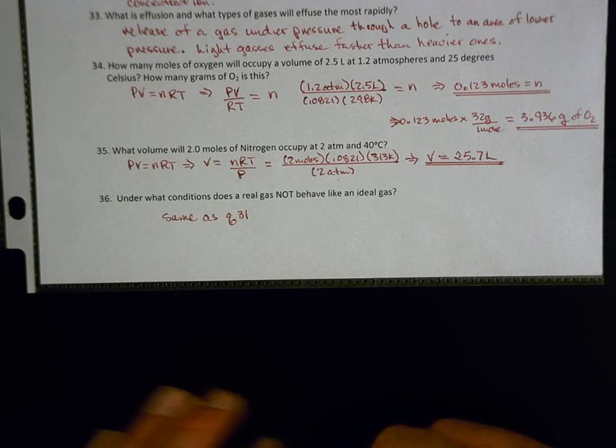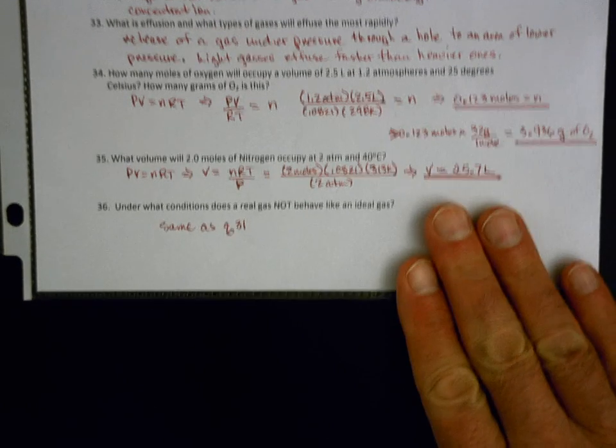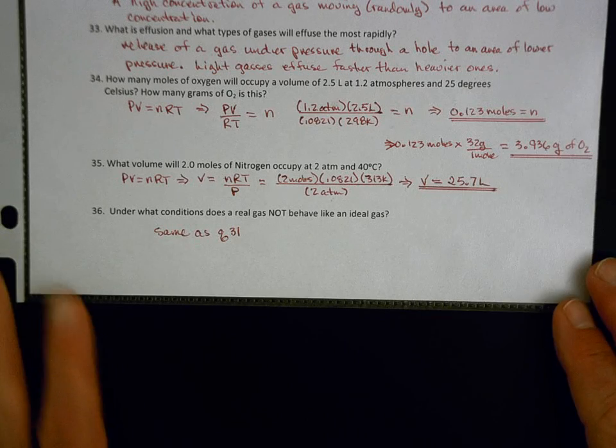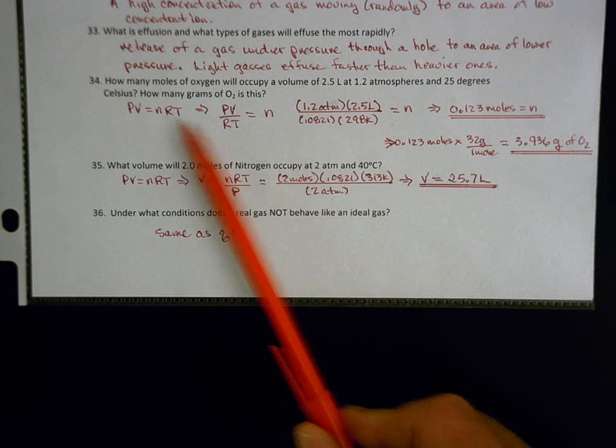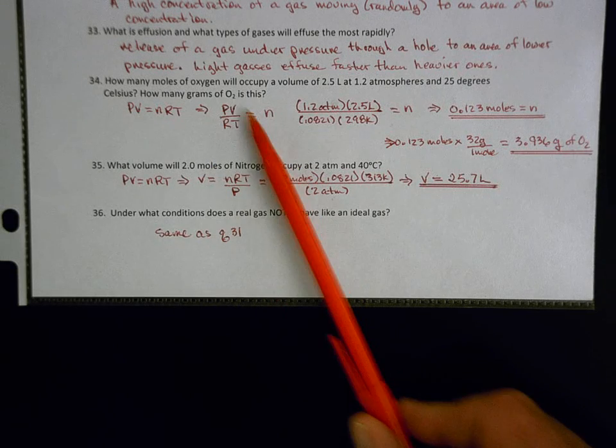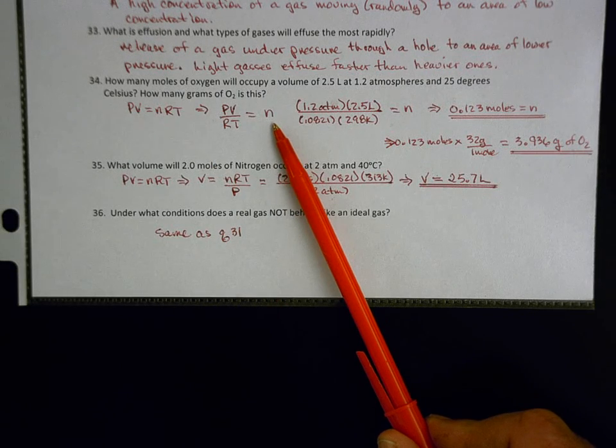Okay, then we have 34, 35. A couple of ideal gas problems. PV equals nRT. This one wants to know the number of grams, but to get to the number of grams, we have to know the number of moles.